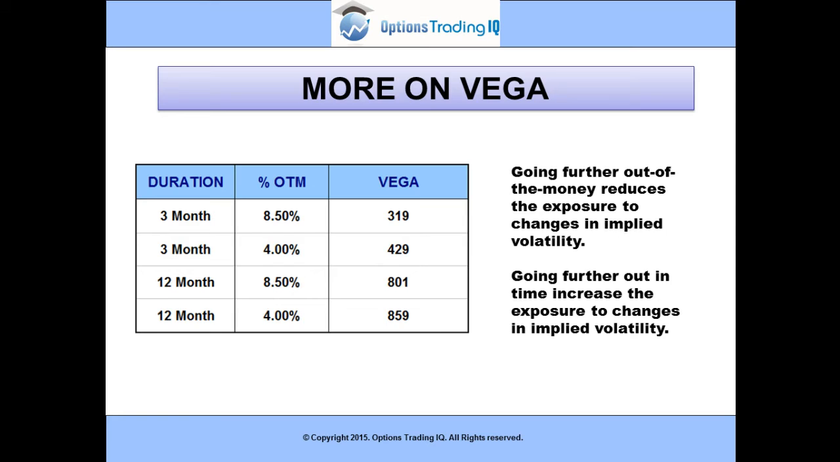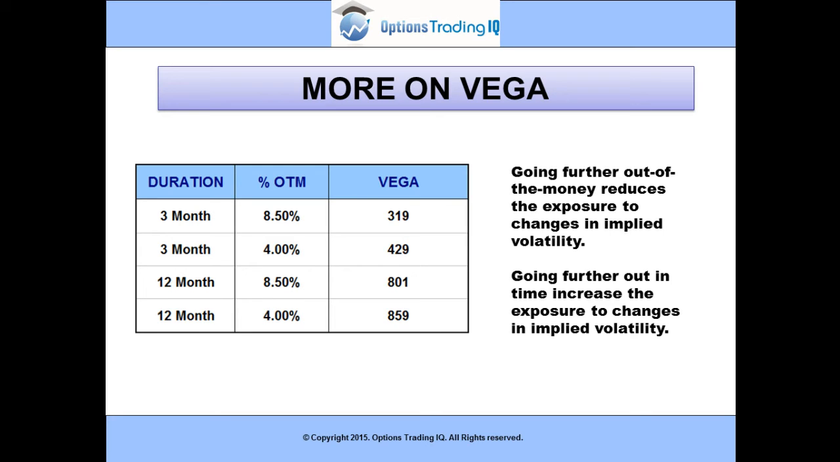So a little bit more on VEGA. Going further out of the money reduces the exposure to changes in implied volatility. So those two examples we looked at earlier, one where we had the strikes closer in and then we moved further out, the VEGA exposure on the one that's further out is going to be lower.